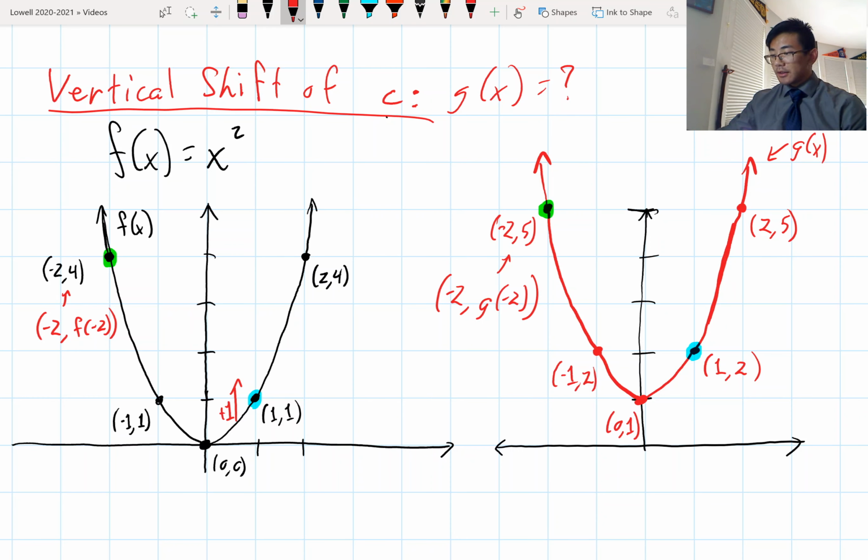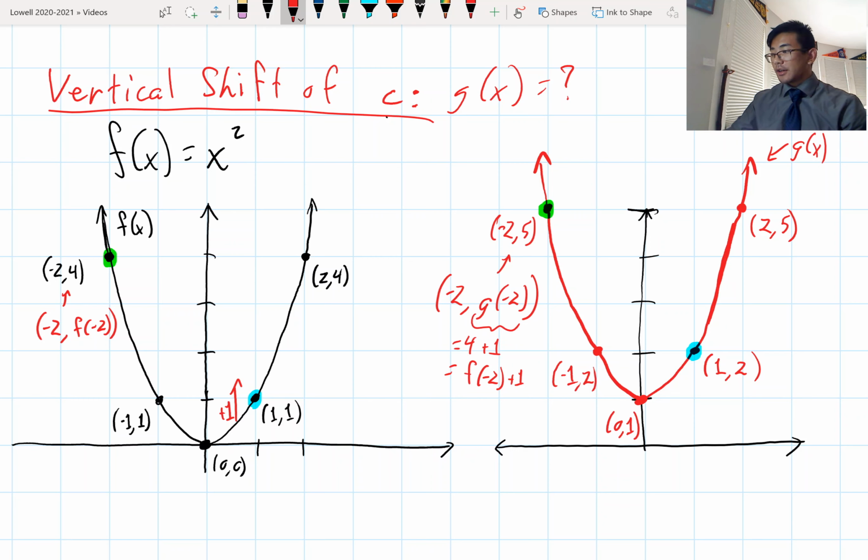If I rewrite g of negative 2 as, well, it's the exact same point, f of negative 2, just what happened to it? It's just 1 more than what it was. 4 plus 1 is equal to 5. So it's just 4 plus 1, or I can think of it as f of negative 2, and then you add 1 on top of it.